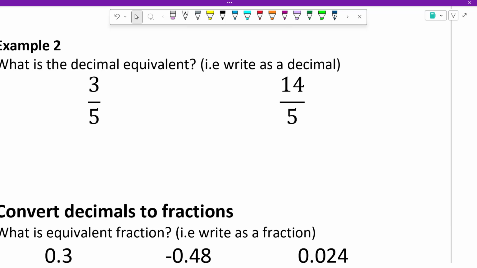Let's do the first one. Top divided by bottom. What do you get? 0.6. This is just using your calculator. All right?